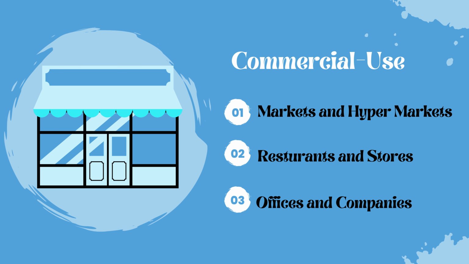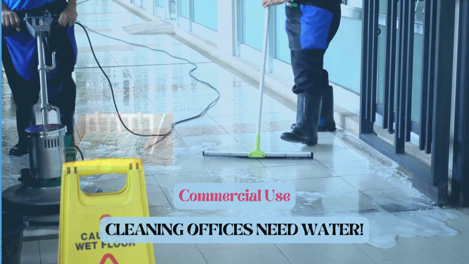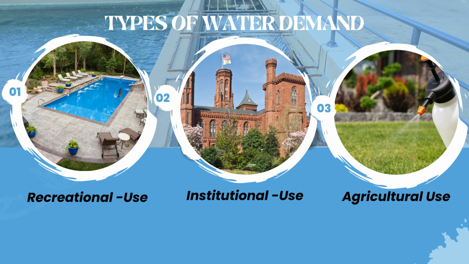Now, let's look at this example of a big company that uses water for cleaning. So as engineers or water implementers, we should consider all these needs if we want to design a centralized water supply system like a water treatment plant. Wait, there is even more. Here are some additional ways water is used.